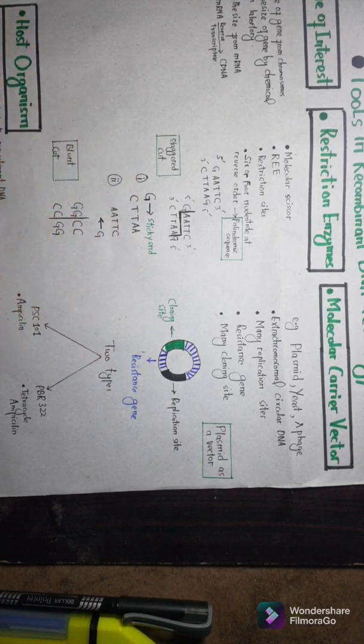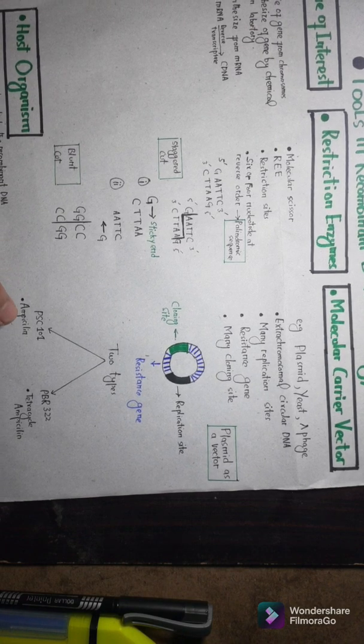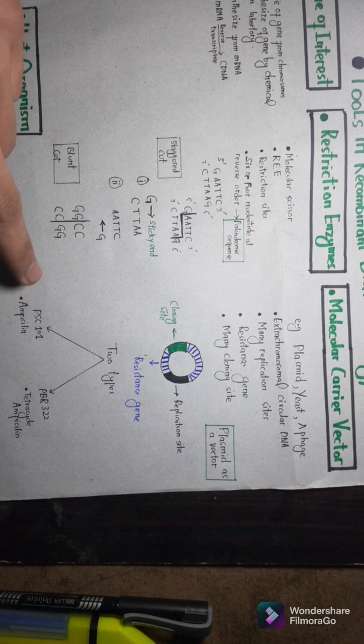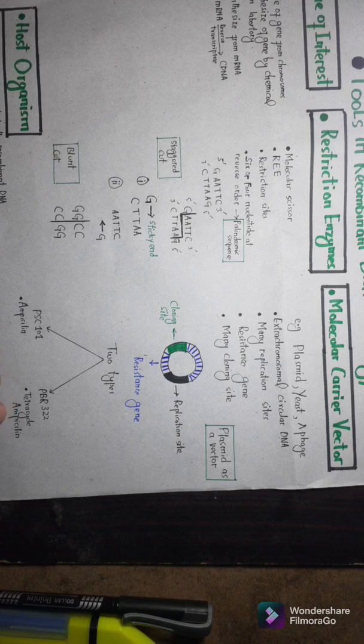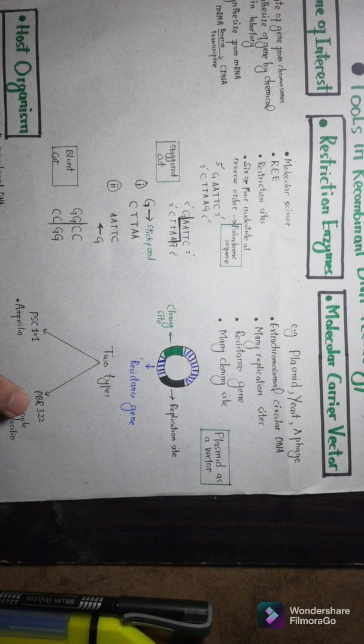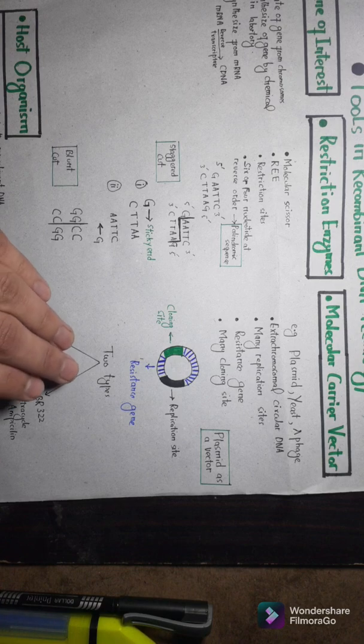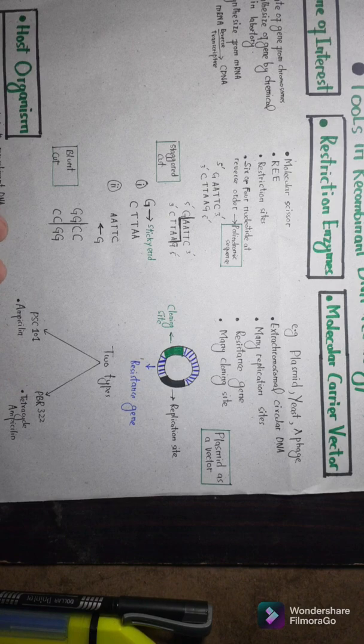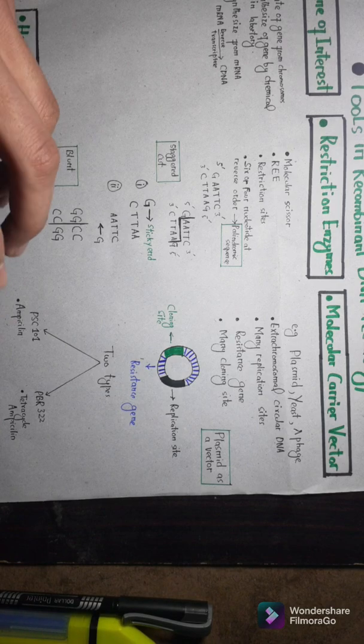There are two types of plasmid. One is pSC101, and the other one is pBR322. They are differentiated into two types on the basis of the resistance gene. In pSC101 the antibiotic is ampicillin, and in pBR322 the resistance genes or antibiotics are tetracycline and ampicillin. So plasmids are of two types, pSC101 and pBR322, differentiated based upon the resistance gene.